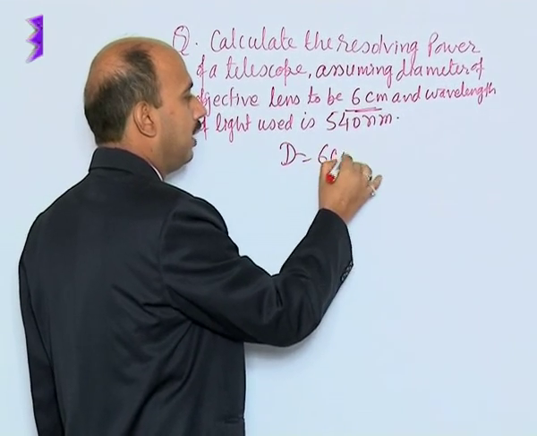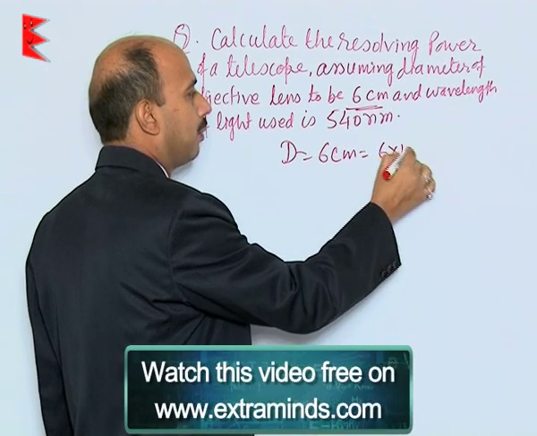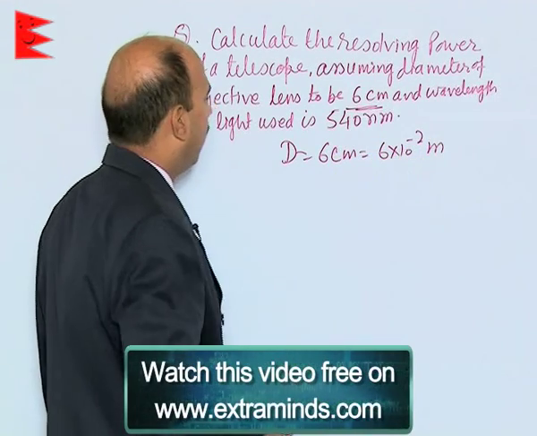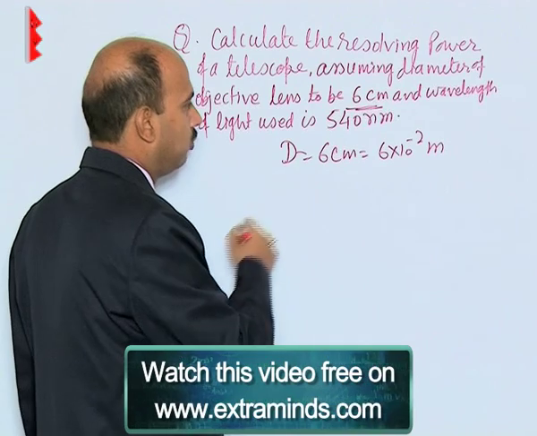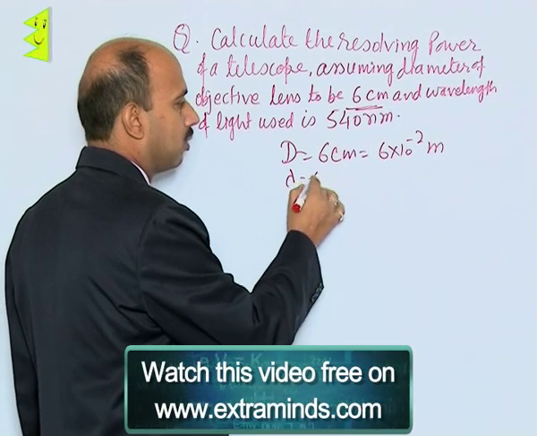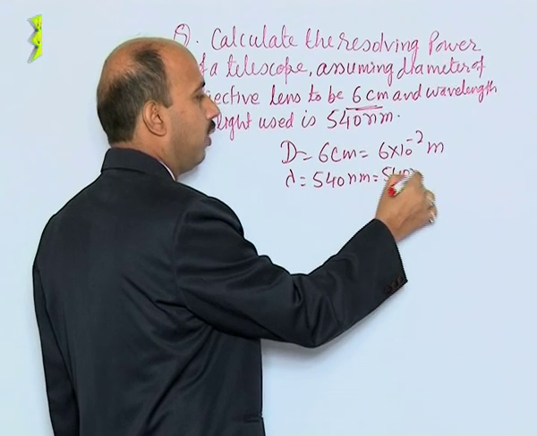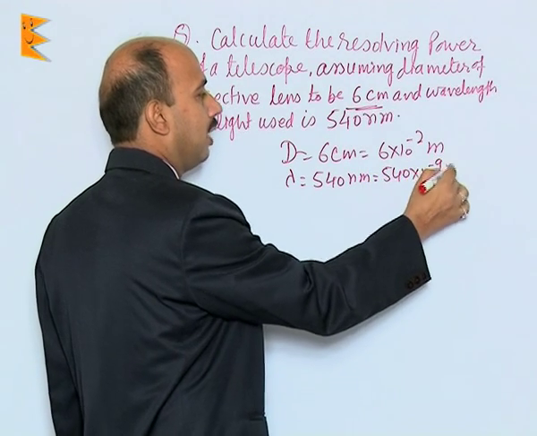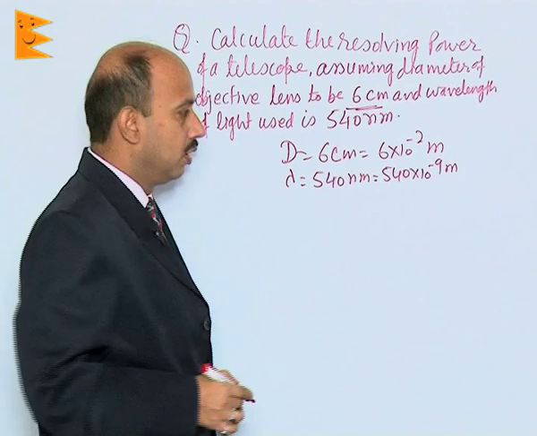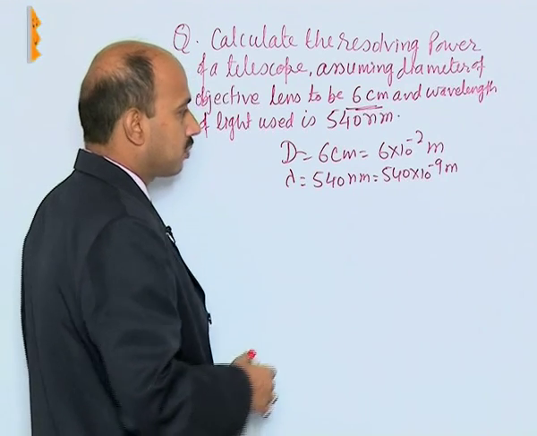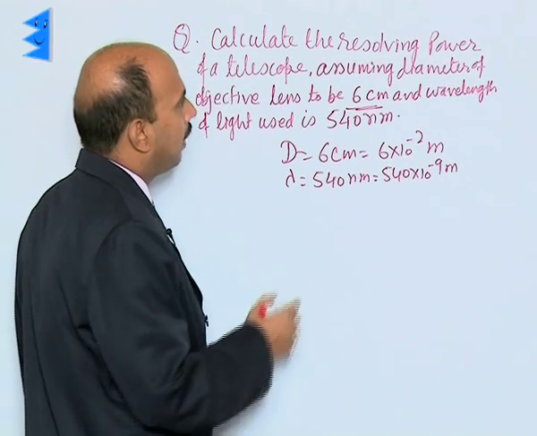So we can write 6 into 10 raised to power minus 2 meter, and the wavelength of light used, that is lambda, is equal to 540 nanometer, that is 540 into 10 raised to power minus 9 meter. In this case, now we have to get the resolving power of the telescope.